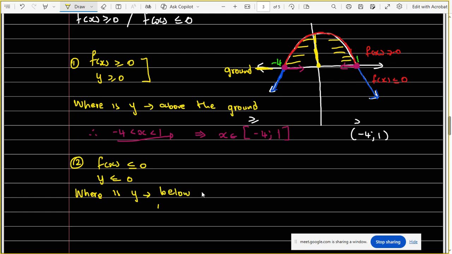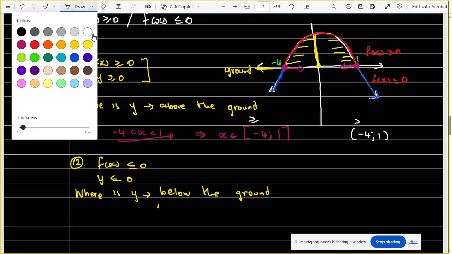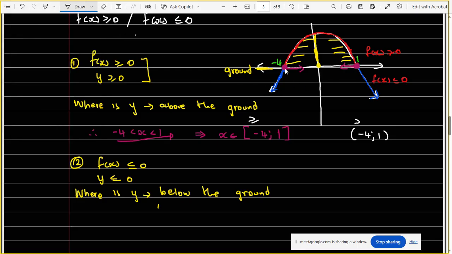Where is f at x below the ground? It's by that point, the blue lines. Look at this, the blue lines, which is from this point going that side and from this point going in that direction. So the answer for this one is x must be less than or equal to minus 4 and x must be greater or equal to 1.